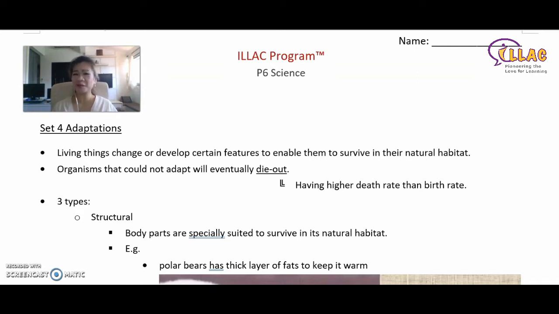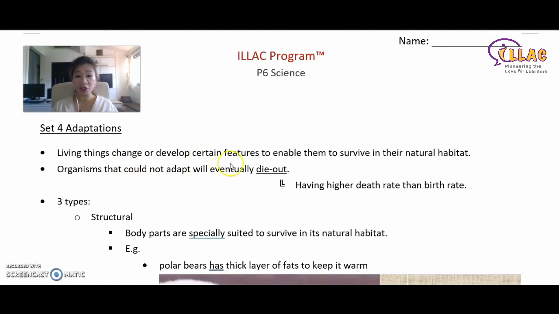Okay, so in adaptations there's a lot of things that you need to know. It's more of memory work than understanding, and it is quite simple. So basically you just need to have a lot of knowledge and exposure into the different types of animals and the different types of adaptations that they adopt in order to survive in their environment. Okay, so without further ado, let's begin.